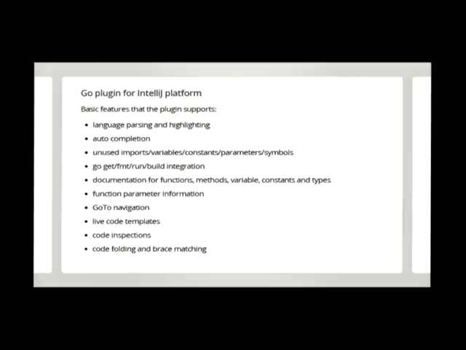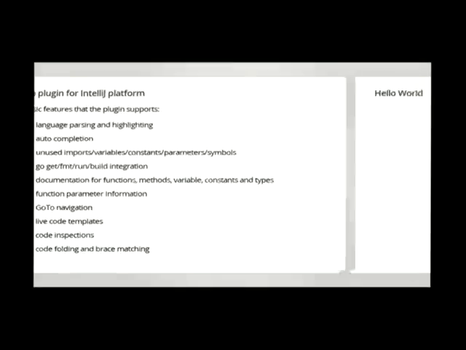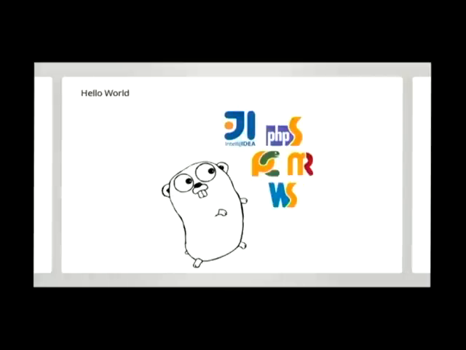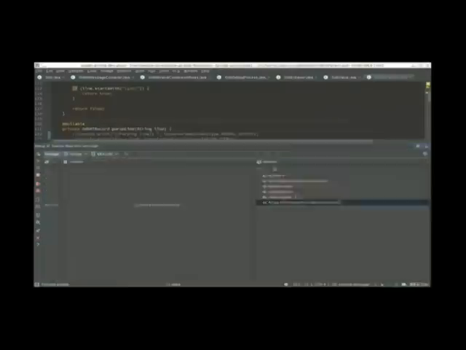Since then, the basic features of the plugin that are currently sort of working most of the time are language parsing and highlighting, auto-completion, import, unused variable and parameter detection, and whatever else. It has Go Get integration as well as Go FMT, Go Build, Go Run. It supports displaying documentation for various functions and so on. Yeah, let's give it a try, actually. It's much better, and I hope it will be quick.